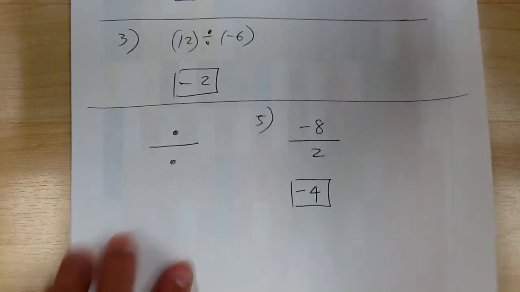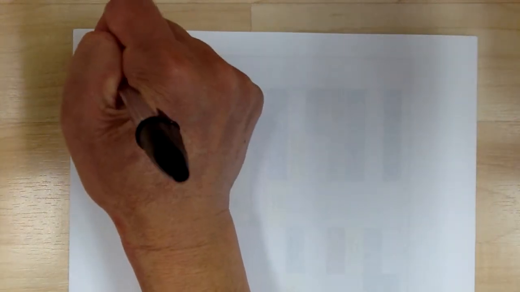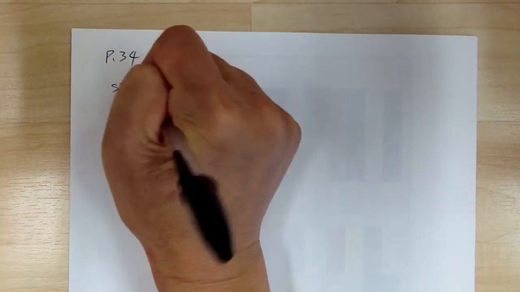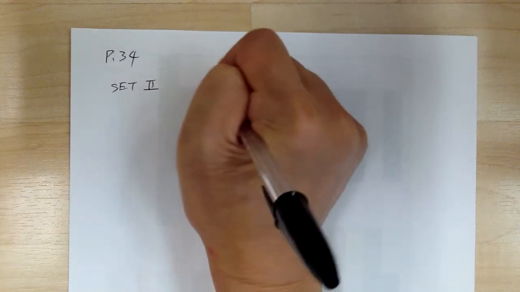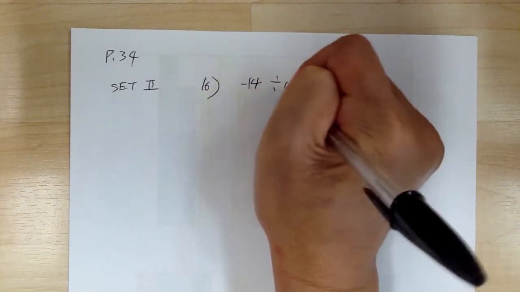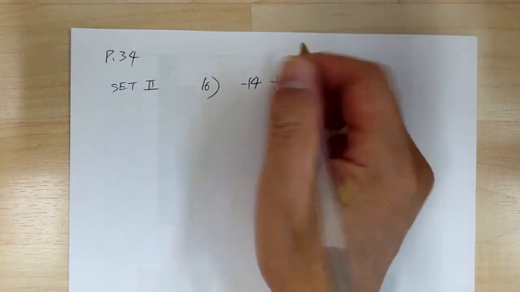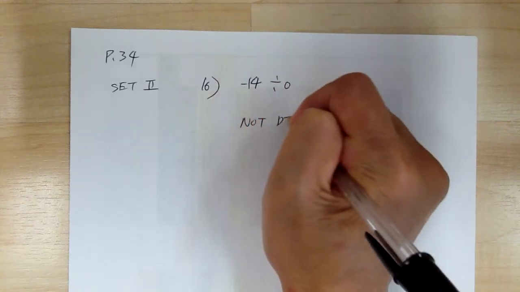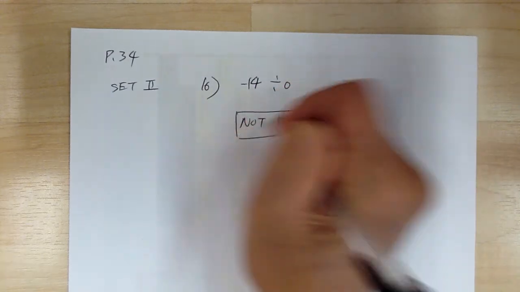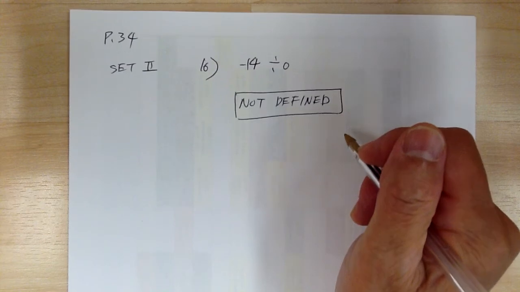Okay, now the thing you need to pay close attention to is when you have division, you cannot divide by 0. Because if you try it on a calculator, it will give you an error. So page 34, set 2. If you look at number 16, you have -14 divided by 0. So the answer is not defined. So that would be the answer. You cannot divide by 0. Okay?